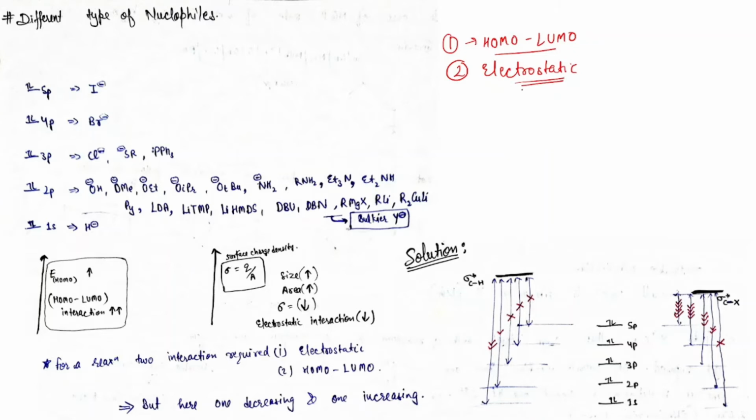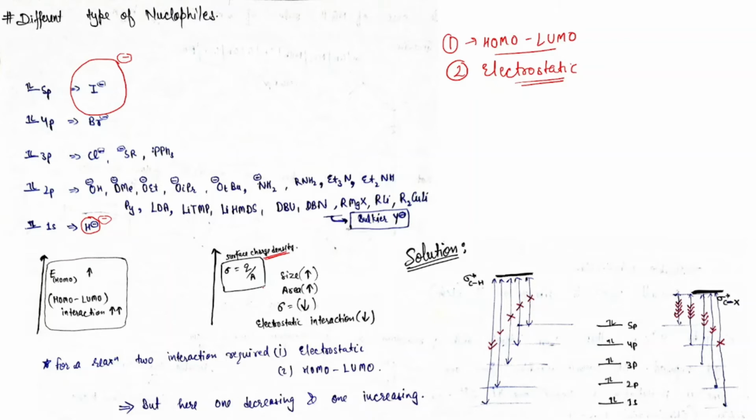Electrostatic interaction. In this electrostatic interaction, we see the surface charge density, sigma, is equal to q by A. Q means the charge upon the area. We see that in all the nucleophiles the charge is -1, and we see this from the size. We know that iodine is very big in size and hydride is very small compared to iodine. Therefore, this one negative charge will spread over the very big area of the iodine. On the other hand, in hydride ion, this singly negative charge will spread only over this much area.